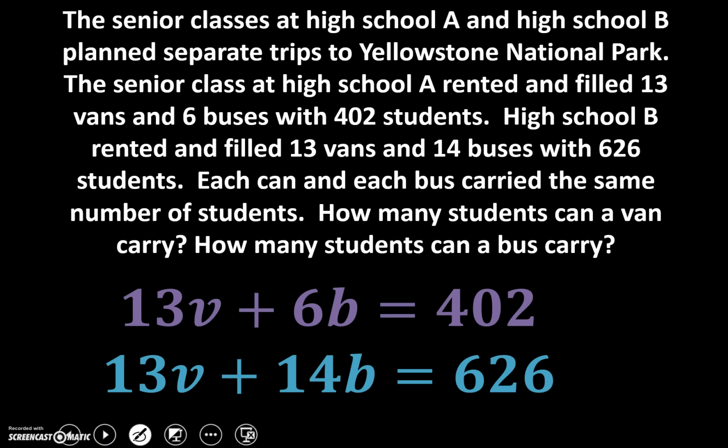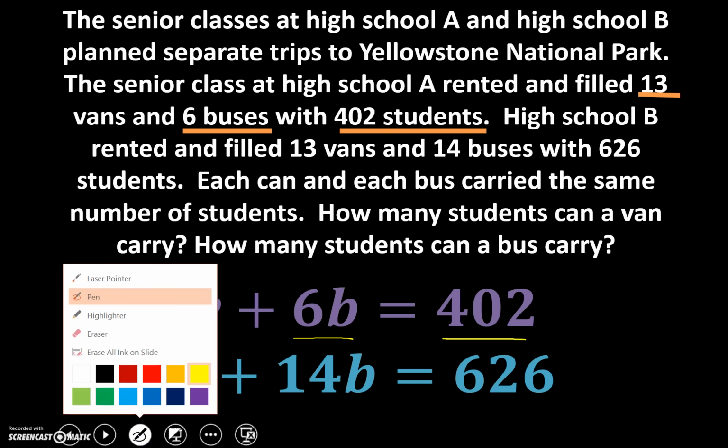One last example is going to be a word problem. So in this one, the senior class at High School A and High School B planned separate trips to Yellowstone National Park. The senior class at High School A rented and filled 13 vans and 6 buses with 402 students. So the first thing with this is we're going to create an equation for High School A. It was 13 vans, so I'm going to represent that by 13V. The next thing says 6 buses, so I'm going to use 6B. So V stands for the number of vans, and B stands for the number of buses. And then we have a total of 402 students, so it's equal to 402.